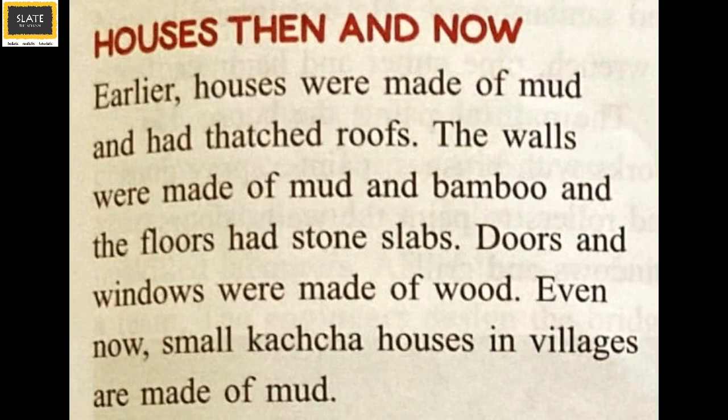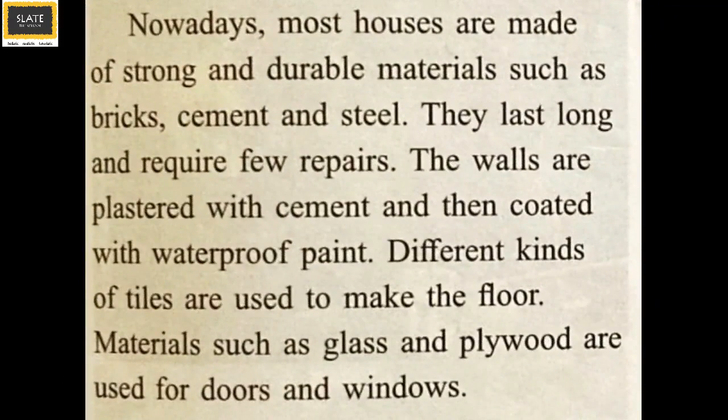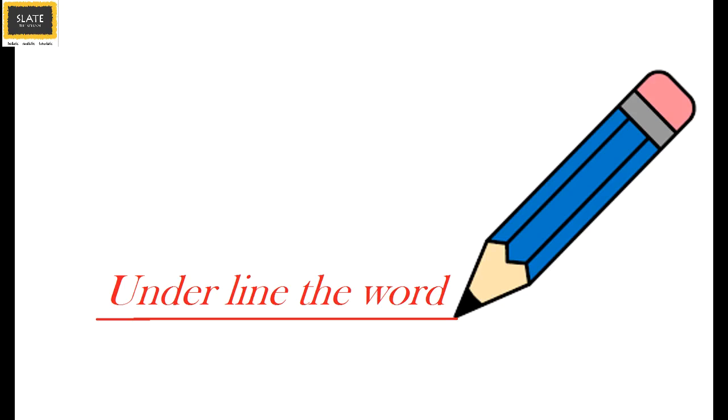Even now, small kacha houses in villages are made of mud. Nowadays, most houses are made of strong and durable materials such as bricks, cement and steel. They last long and require few repairs. The walls are plastered with cement and then coated with waterproof paint. Different kinds of tiles are used to make the floor. Materials such as glass and plywood are used for doors and windows. Slaters, underline the word plastered.